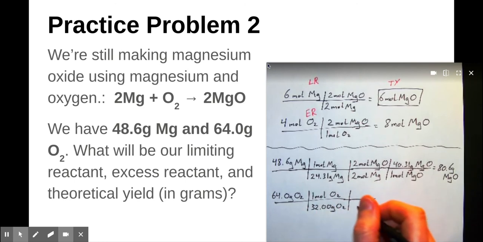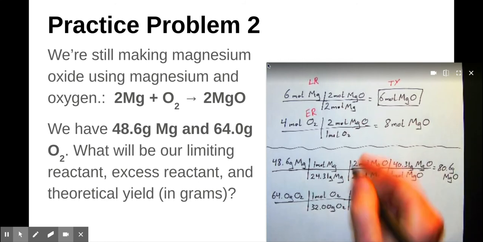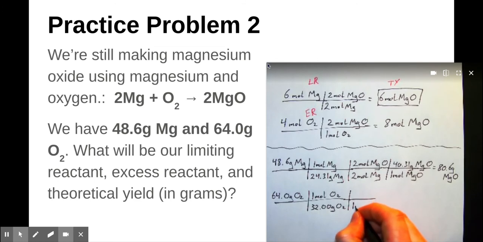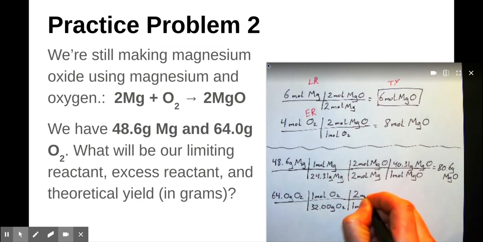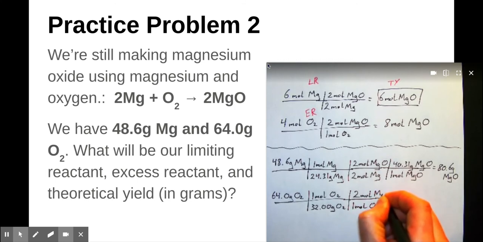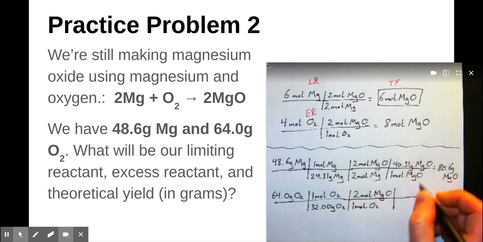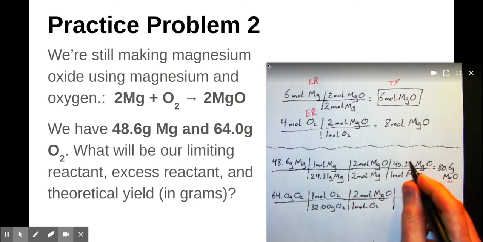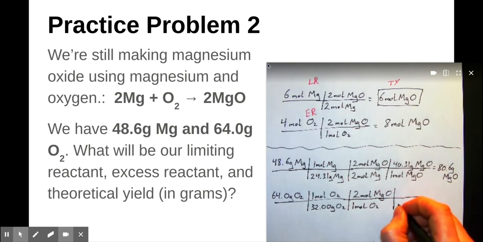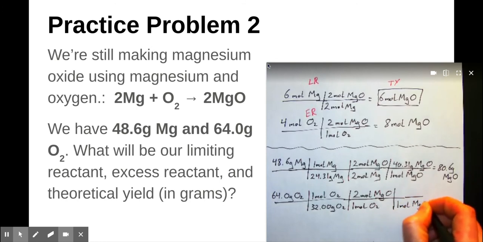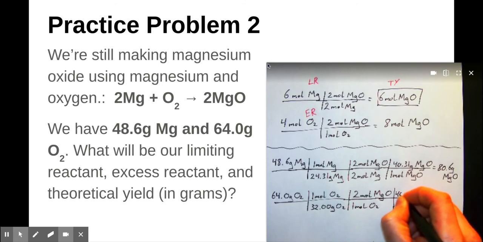And then we're going to use the magic box, aka the mole ratio, which, again, we know from this previous one. For every 1 mole of O2, we can make 2 moles of magnesium oxide. And then we're going to use this exact same conversion factor right here to convert from moles of magnesium oxide to grams of magnesium oxide.